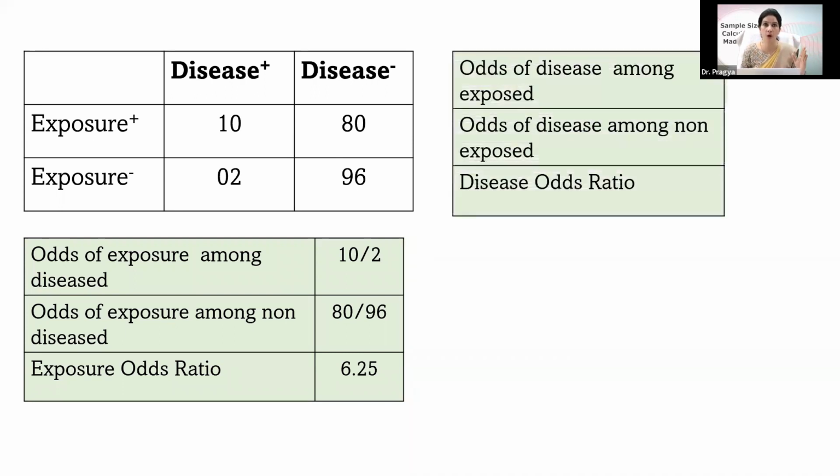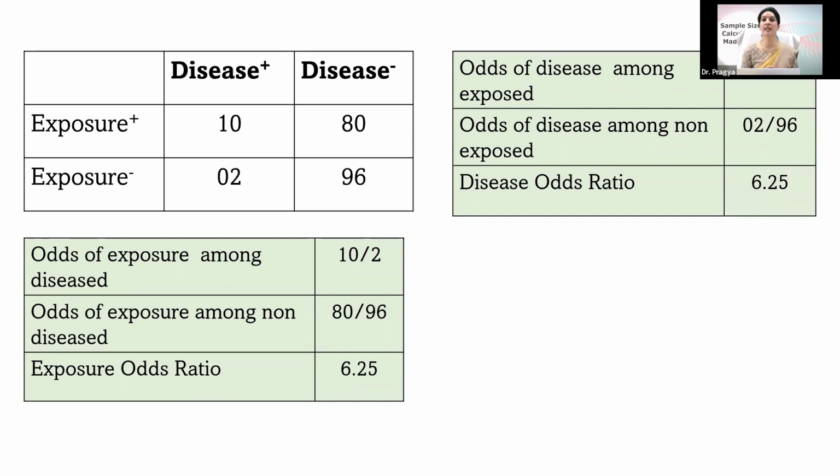Now, what will be the odds of disease among exposed? Please type in the chat box. Odds of disease among exposed. Yes, Gaurav, Nilima, Prem, Sanjeev, Srijan, Dhananya. Yes, you are right. It is 10/80. And what will be the odds of disease among non-exposed? Yes. So Srijan, Vijna, Tanya, Premal, all of you are right. It is 2/96. And what will be the disease odds ratio? So if you calculate the disease odds ratio, numerically it will be the same, the 6.25.